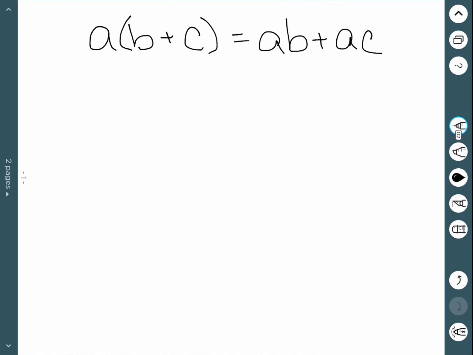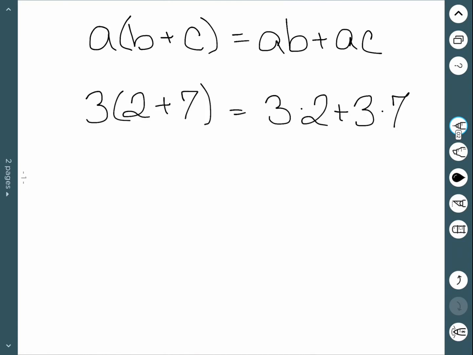As an example, 3 times parentheses 2 plus 7 is the same thing as 3 times 2 plus 3 times 7. We multiplied everything inside the parentheses by the 3. If I start on the left, order of operations says the first thing I should do is the addition, the grouping symbol, and 7 plus 2 is 9. 3 times 9 is then 27.